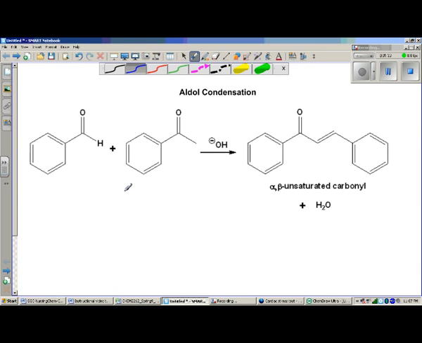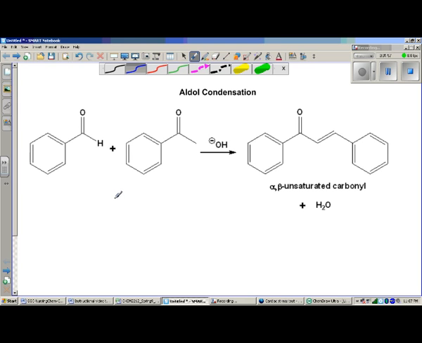So the question might be, how do I know which carbonyl reacts with the OH minus? Because if I don't, couldn't I get a whole host of different products? Well, the answer in this case is yes. But if you're careful enough and you pick two molecules carefully, you will just get one product.